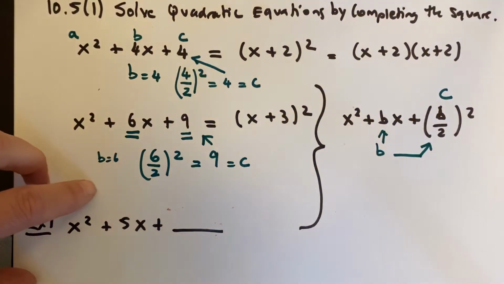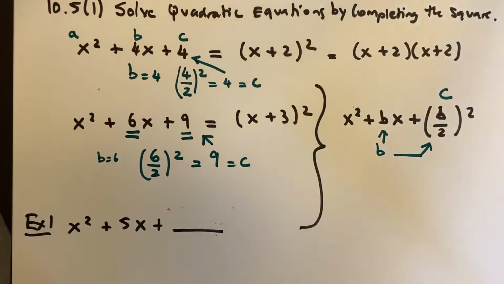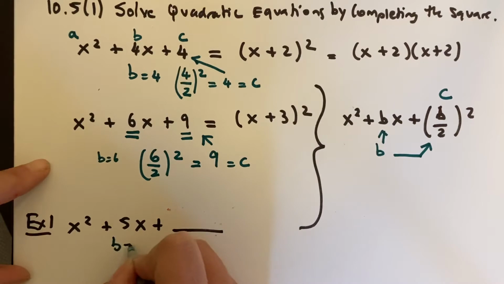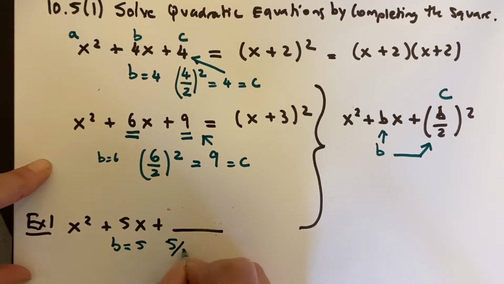Well, if I take my 5, my b value, b equals 5, I'm going to do exactly what I did here. I'm going to say 5 divided by 2, and I'm going to square it.